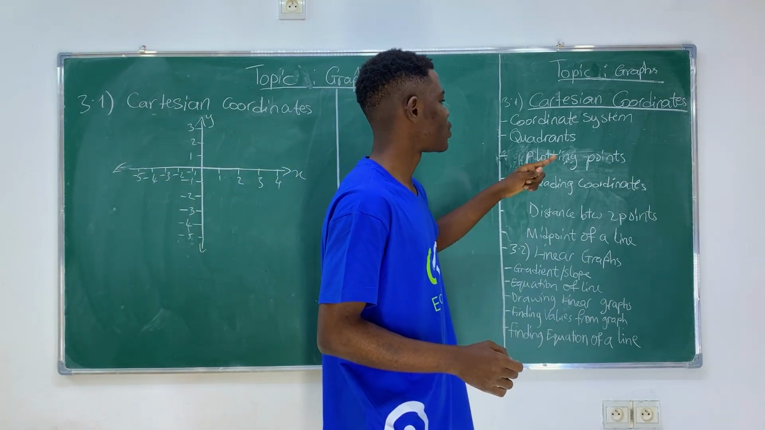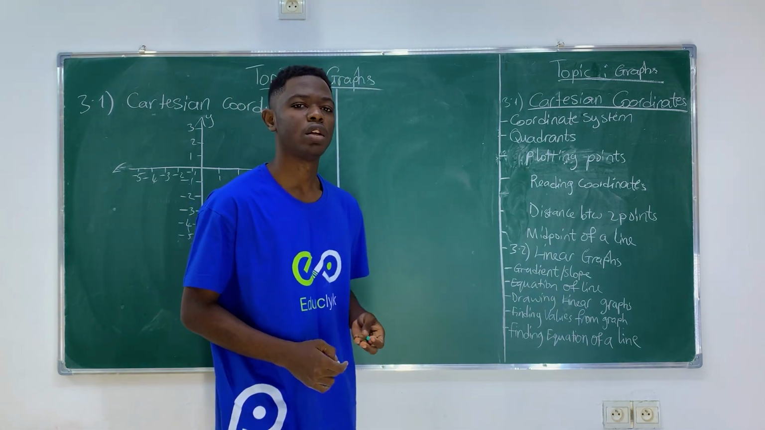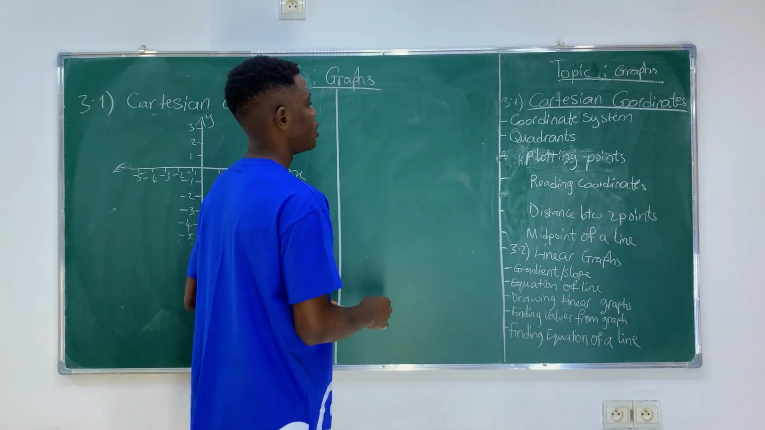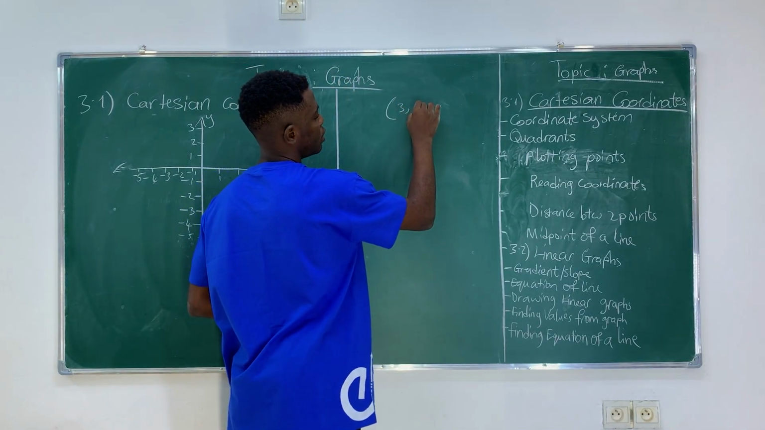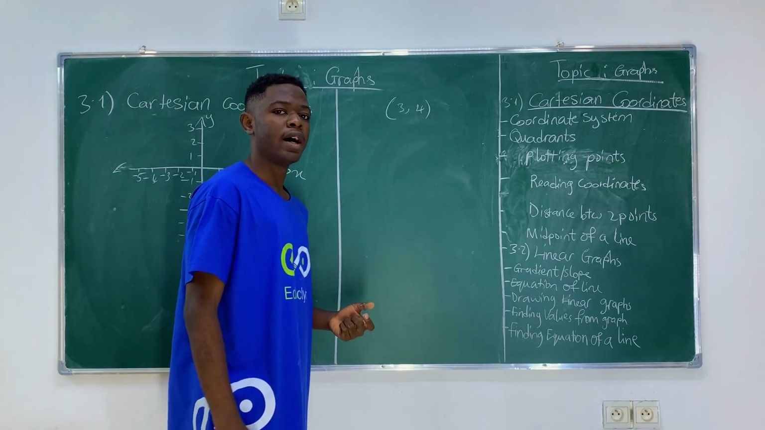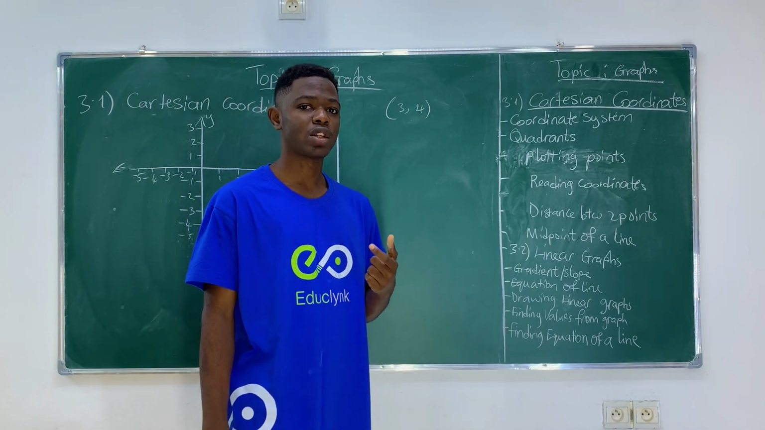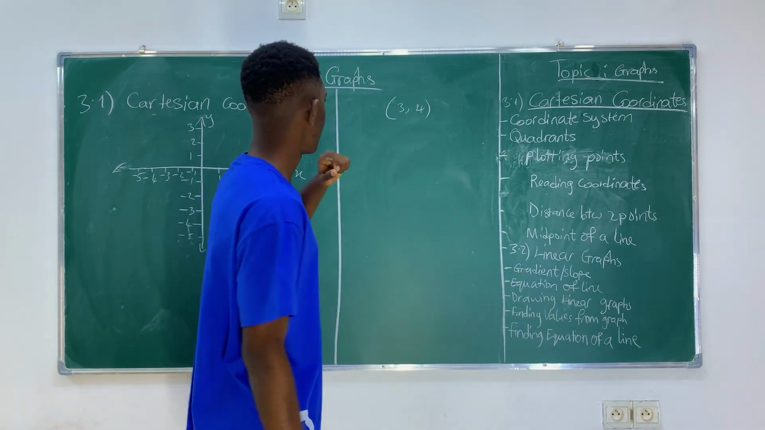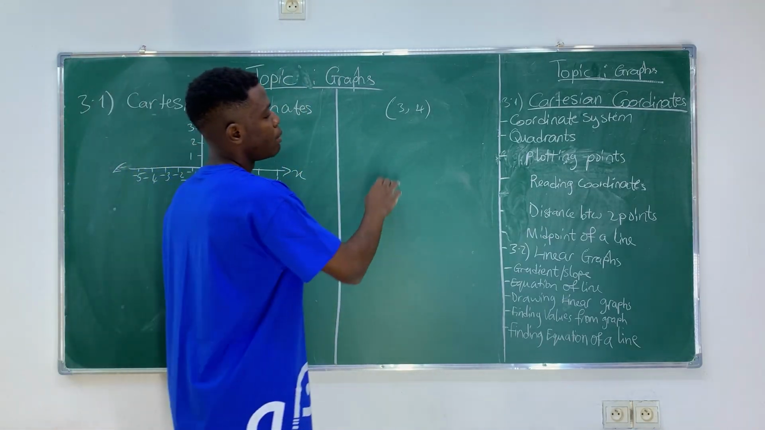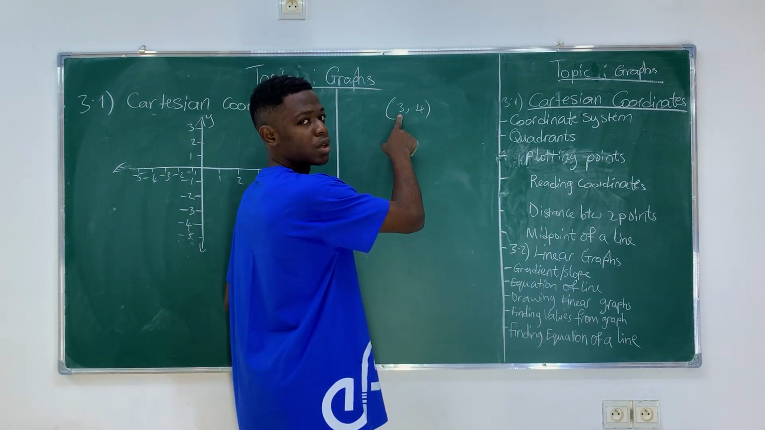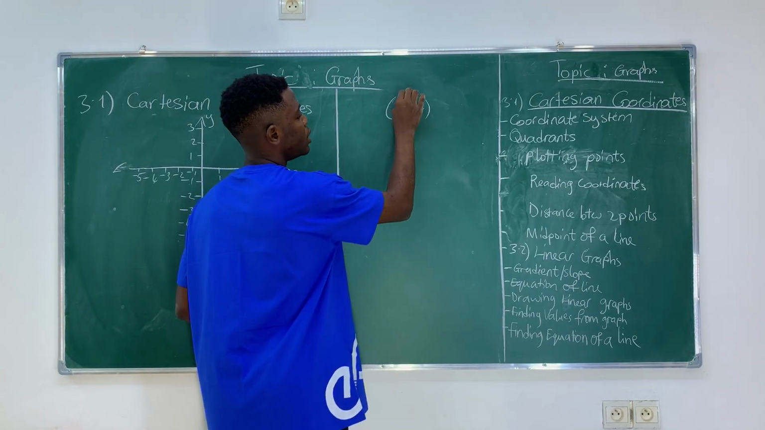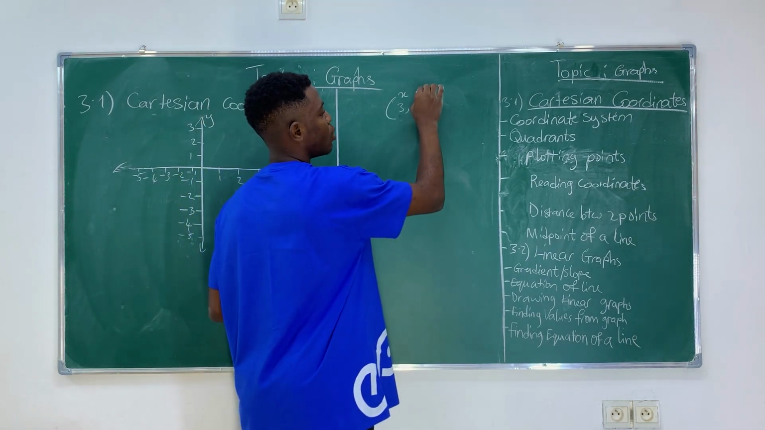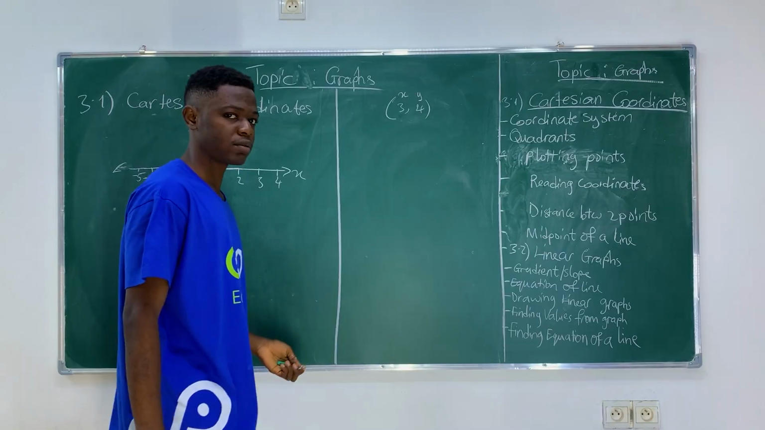Okay, we want to learn how to plot points. Let's imagine there's a question in the exam that says plot the point and state its quadrant, in which quadrant it is. So let's try to plot the point (3, 4) and state its quadrant. Remember, when they give you the coordinates of a point, the first number is the coordinate on the x-axis. The second is the coordinate on the y-axis.